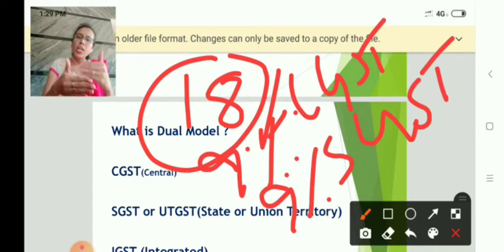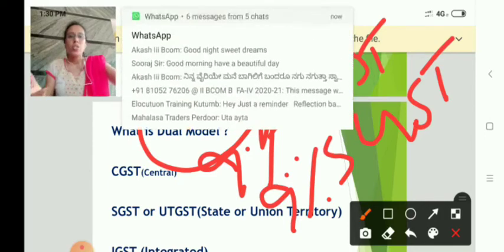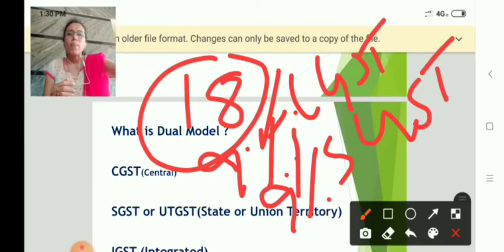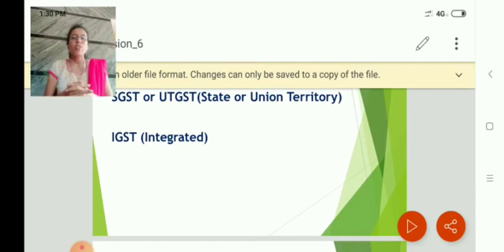If it is within the union territory, the same rule applies, but there the name is called UTGST instead of state GST because it is union territory GST. Okay. Now, if the goods are supplied from one state to another state, for example, being a trader, manufacturer, I supply the goods from Udupi to Kolkata. Udupi is in Karnataka and Kolkata is in West Bengal. So, here it is interstate supply.